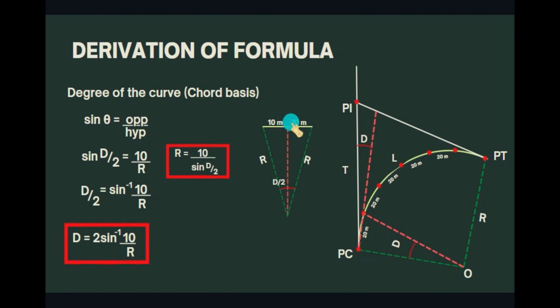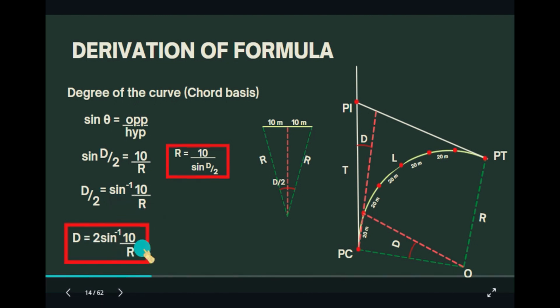So in the chord basis, instead of an arc, we use a chord of 20 meters. So we can just divide this triangle into two right triangles. So 20 divided by 2 would be 10 on one side, and 10 on the other side. So with this, we can use the property of sine theta, which is equal to opposite over hypotenuse. So our theta here would be D over 2, and the opposite would be 10 over the hypotenuse, which is R. We can just transpose the terms and get a final equation of D = 2 arcsin (10 over R).